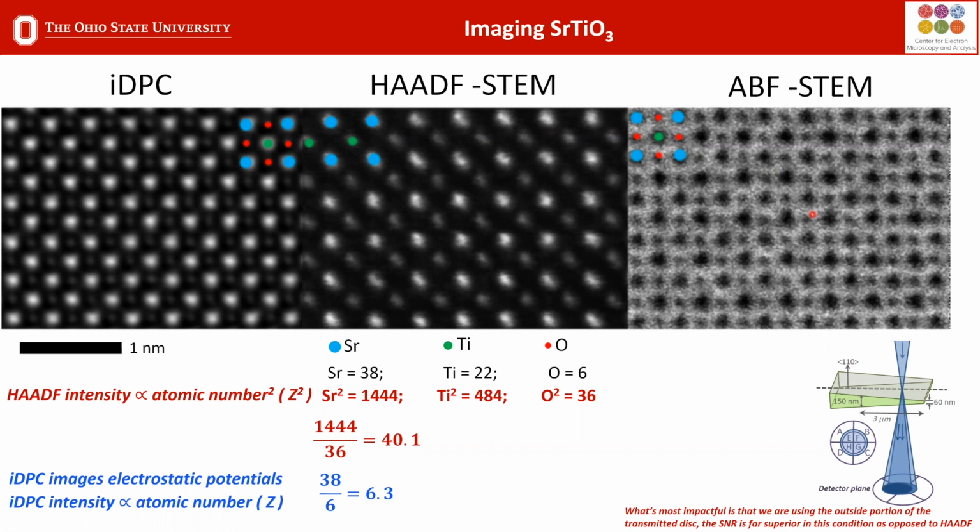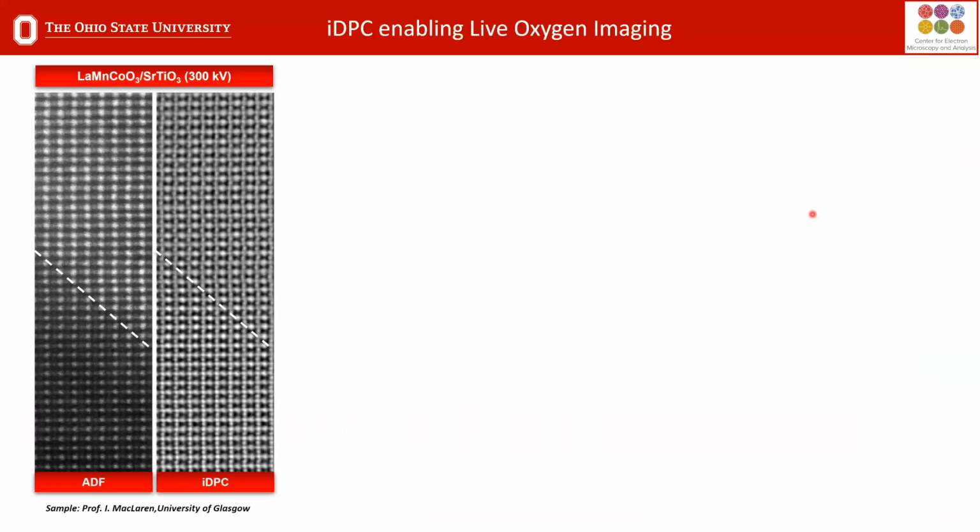So this is really good. Now we have iDPC and ABF and HADF. So taking a set of images like this, we can get almost all we need to characterize the structure. I want to look at a few examples. I'd like to thank Austin and ThermoFisher for providing some of this data. This is work performed by Ian McIlernan at University of Glasgow.